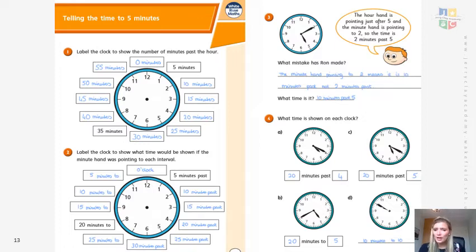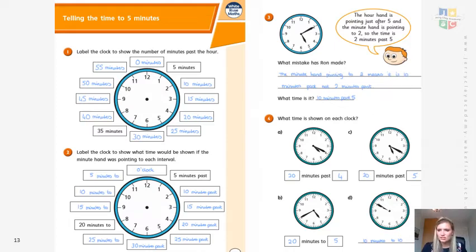For question 4, again, it's just a case of looking at the minute hand to see how many minutes past it is, then looking at the hour to see which hour it has passed. For the other ones where it's to, remember that you need to start from the 12 and count backwards. Remember, for part B, it is 8 minutes to, because it's not 8 minutes from the number 8 up to the 12. There are 20 minutes. So really well done if you've got those ones correct.